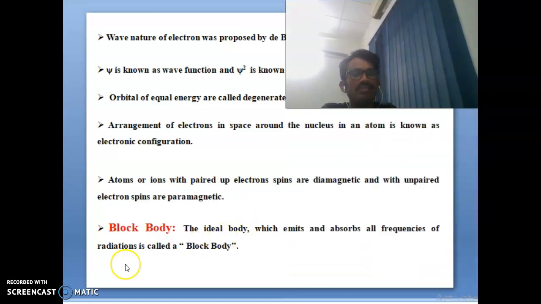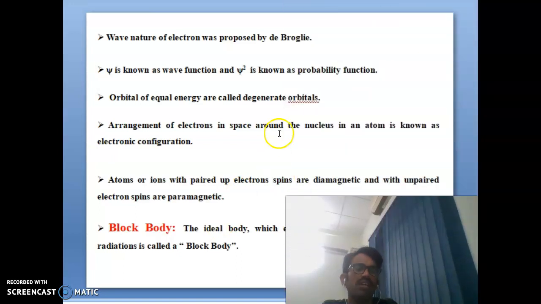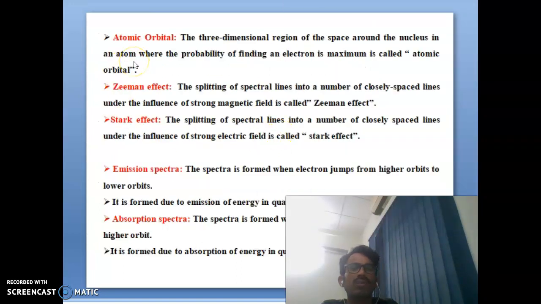You can see the next one, black body. The ideal body which emits or absorbs all frequencies of radiation is called a black body. In simple words, what is a black body? It is an ideal body which emits or absorbs all frequencies of radiation, that is called a black body. Next we can see what is atomic orbital. It is the three-dimensional region of space around the nucleus in an atom where the probability of finding electrons is maximum, that is called atomic orbital.